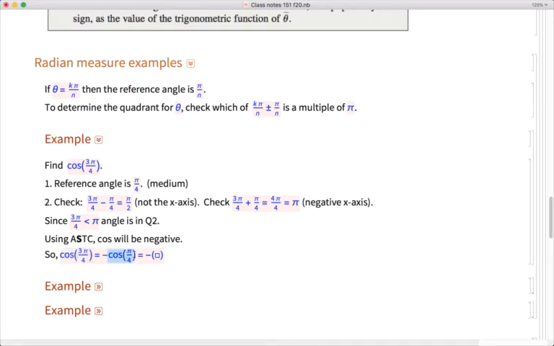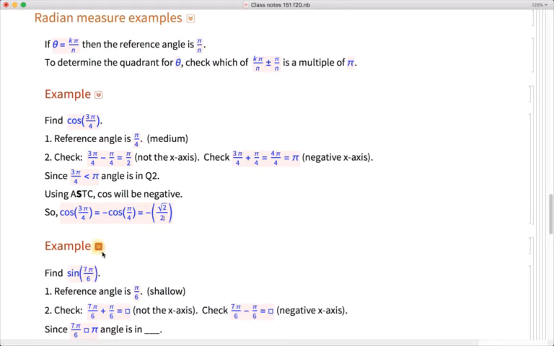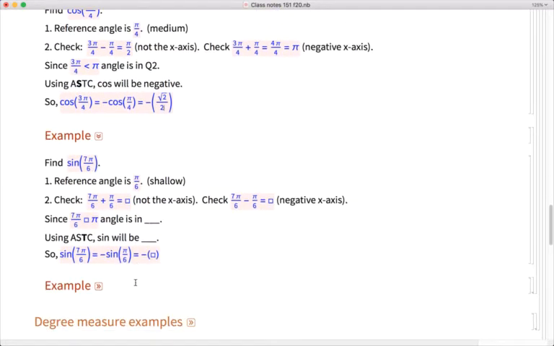Okay, so the cosine of 3 pi over 4 is going to be the same as the cosine of the reference angle, which we figured out, except there'll be a negative in front. Okay, so again, just by memory, the medium steepness has the medium value for cosine, root 2 over 2.